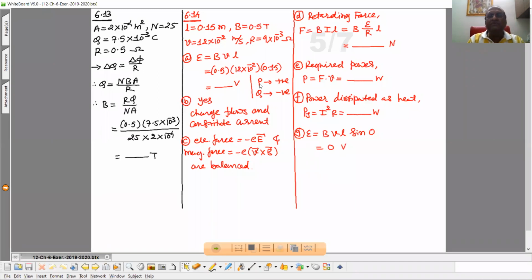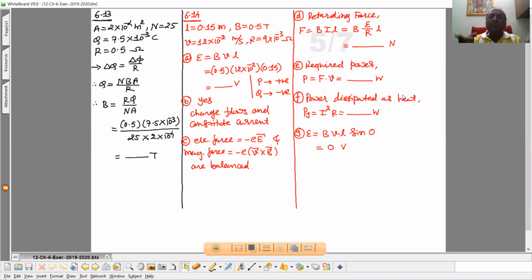Then after D, what is the retarding force on the rod when K is closed? So the retarding force is F equal to BIL. We already studied in theory that when any current element IL is in the magnetic field B, the force on it is BIL sine theta. But here IL and B are perpendicular to each other, so we can simply write BIL. But I is E by R, E we calculated in question A, and R is given to you, length is given, B is given. So substitute values, you will get the answer.